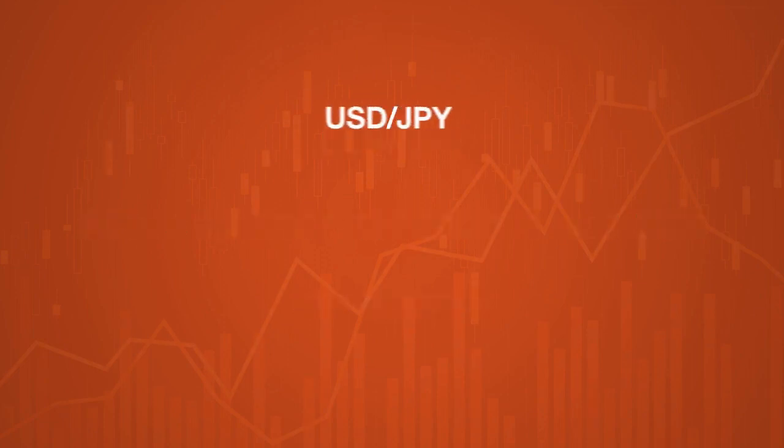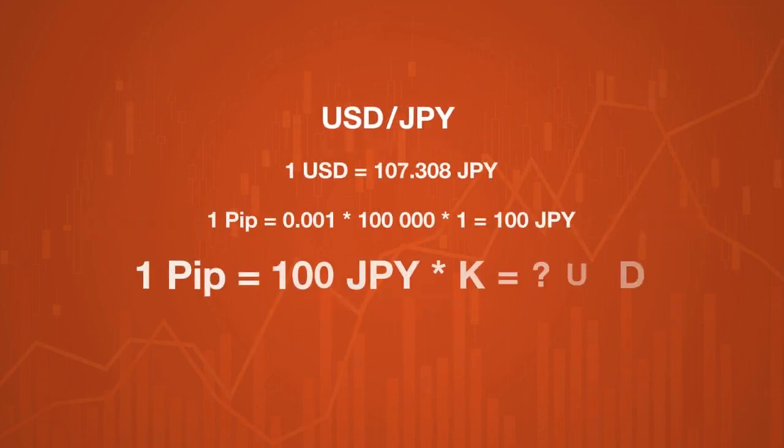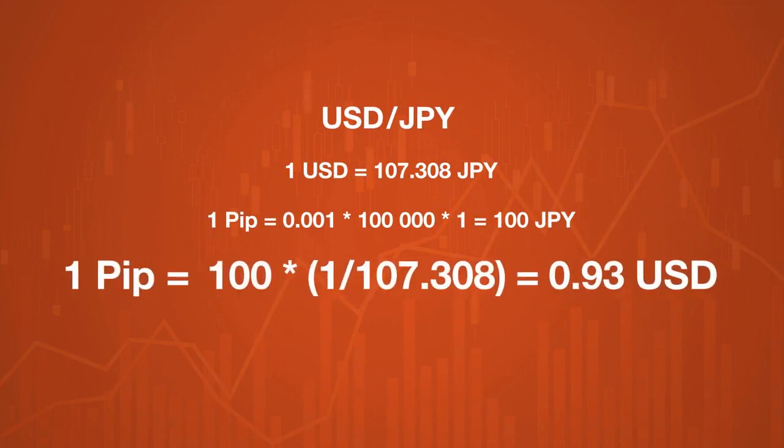Let's calculate a pip for the USD-JPY pair. Assume that 1 USD equals 107.308 JPY, where K is the conversion rate.